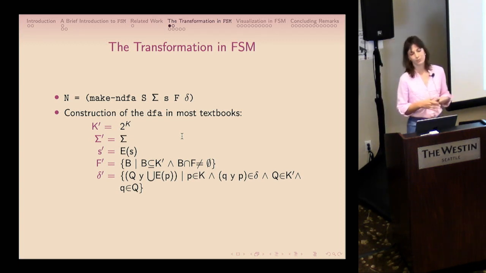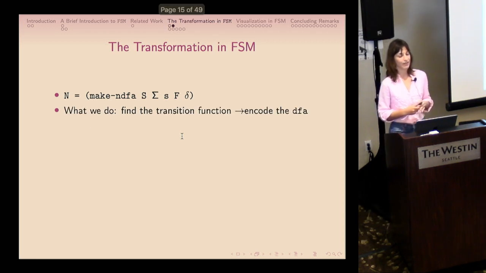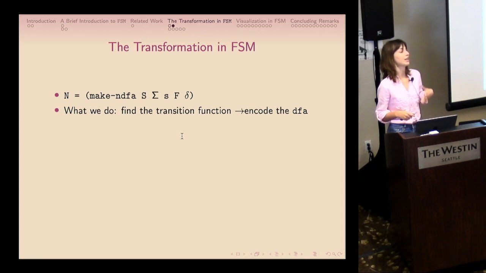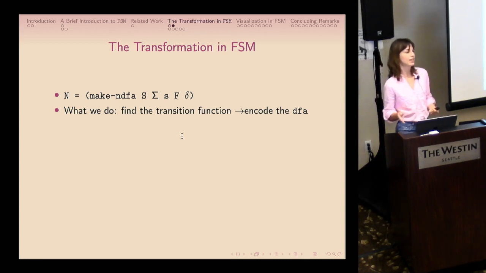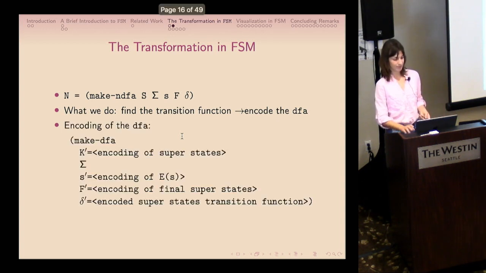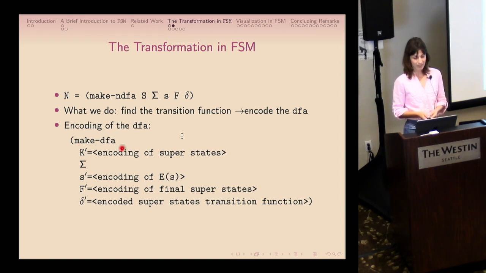So instead of computing the power set of K and going from there, we are going to traverse the computation tree, find the transition function that we're going to encode into the DFA, and just take the superstates that we need. So our transformation is going to look something like this. We have make DFA, where K prime is the encoding of our superstates, S prime is the encoding of the starting state, F prime is the encoding of the final superstates, and finally in delta prime you're going to see our superstate transition function.